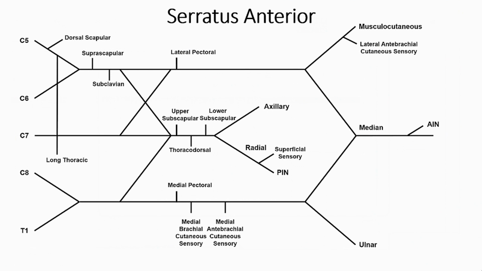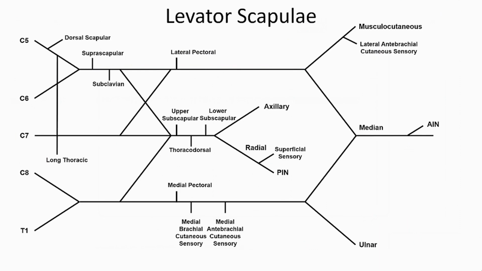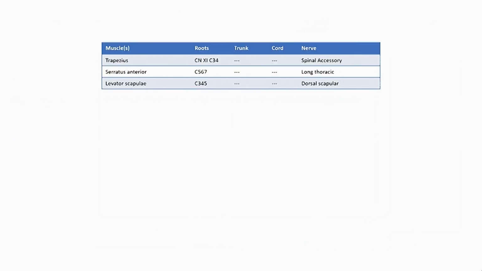Next is the serratus anterior. C5, 6, and 7 combine and form the long thoracic nerve. Next is the levator scapulae. This is C5 to the dorsal scapular nerve. There's also a little bit of C3 and C4 in this muscle.